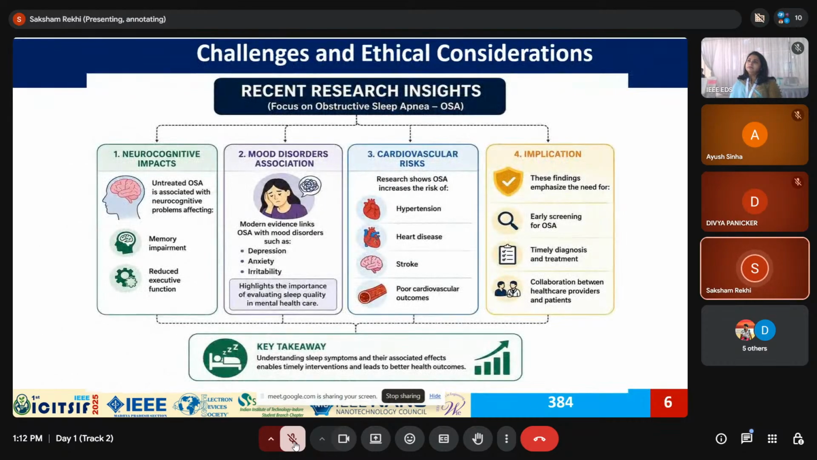Recent research insight. There are four recent research insights which include neurocognitive impact. Sorry, ma'am, this is of the previous slide.